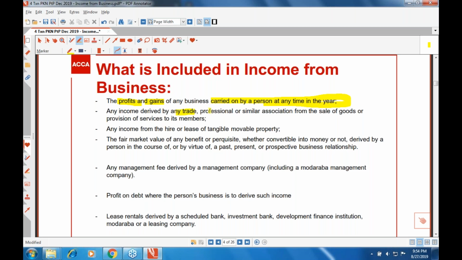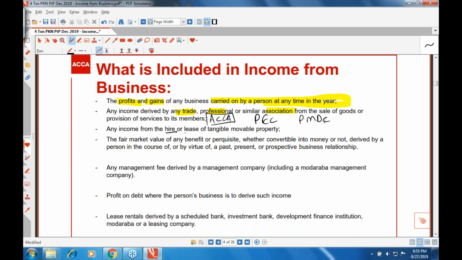Any income derived by any trade, professional, or similar association from the sale of goods or provision of services to members. Like for example, ACCA. When ACCA derives fee from the students, that's income from business. When ACCA derives subscription fee from the members and from the students, that's income from business. When ACCA derives other fees, that is all income from business. Or you can have other similar institutions like the Pakistan Engineering Council, the Pakistan Medical and Dental Council, etc. All of them are considered as business.